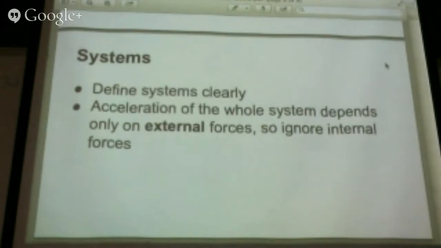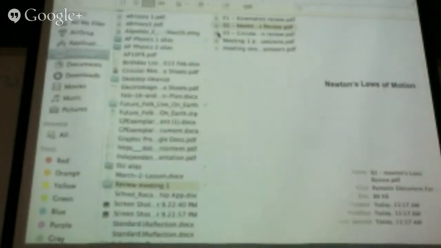Questions about systems? All right. Circular motion and gravitation. Last thing for review of topics, and then we'll get to the more interesting practice stuff.